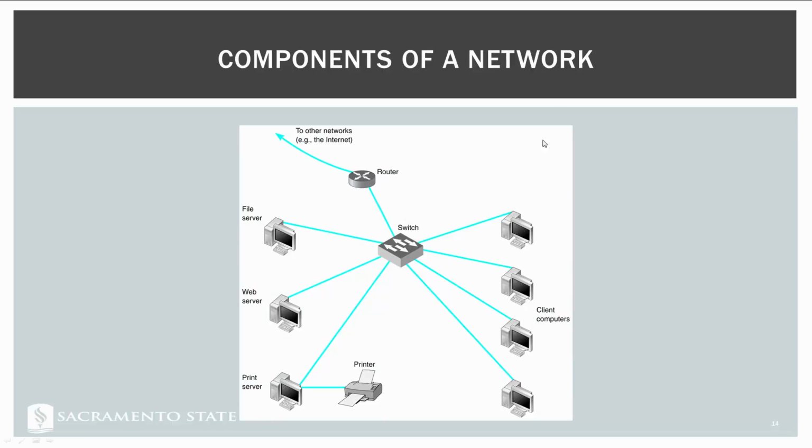So here's a little example of components of the network. On the left-hand side, we have some servers. These are represented just by computer images. On the right, we have some clients. In the middle, we have a switch. And then the blue lines represent connection circuits in between those devices. And then we also have a router. We'll talk more about routers in a little bit.